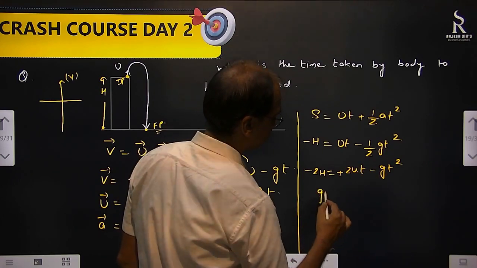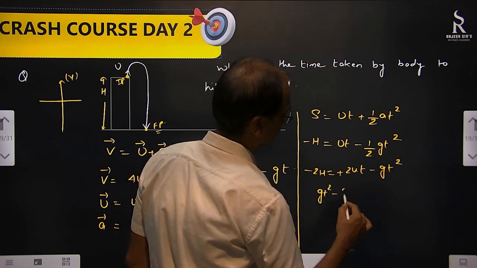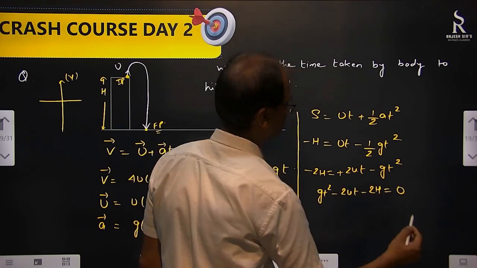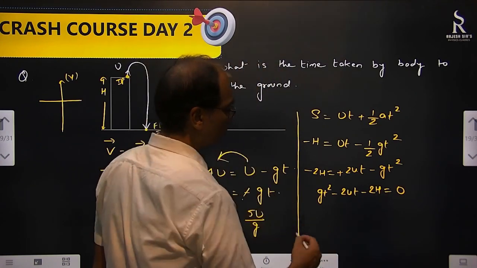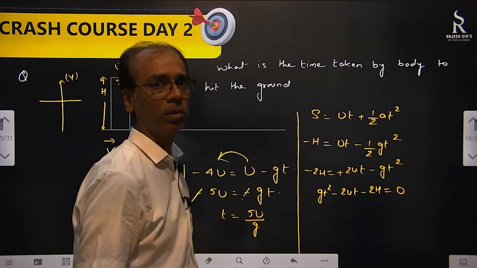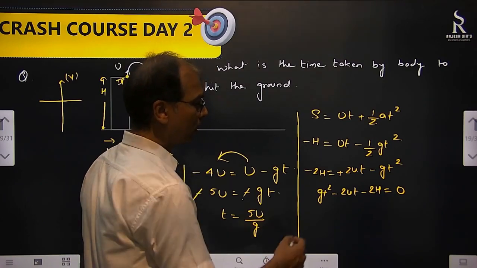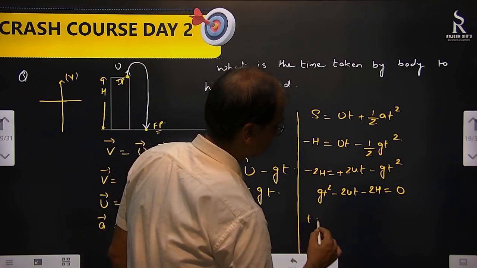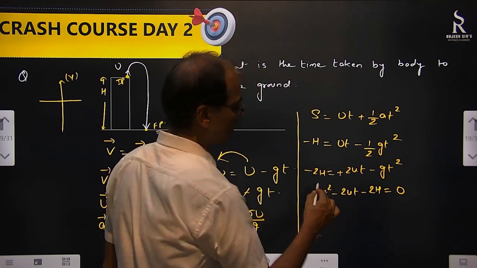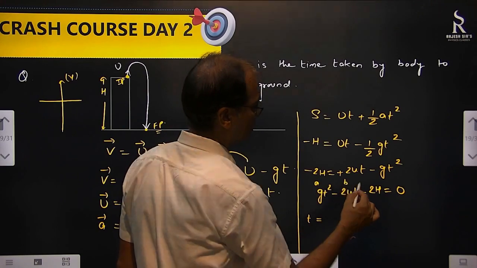What is going to come? gt square minus 2ut minus 2h equal to 0. Okay, so how to solve a quadratic equation? Minus b plus or minus root of b square minus 4ac, by 2a. So here t equal to minus b. What is b? Minus 2u. This is a, this is b, and this is c.